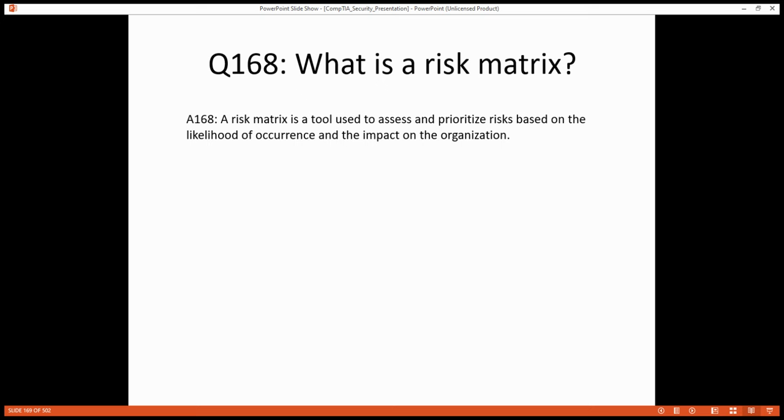Q168. What is a risk matrix? A168. A risk matrix is a tool used to assess and prioritize risks based on the likelihood of occurrence and the impact on the organization.